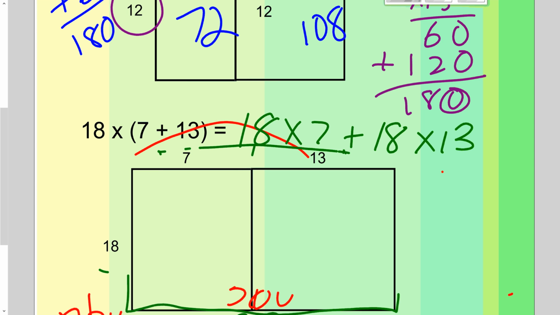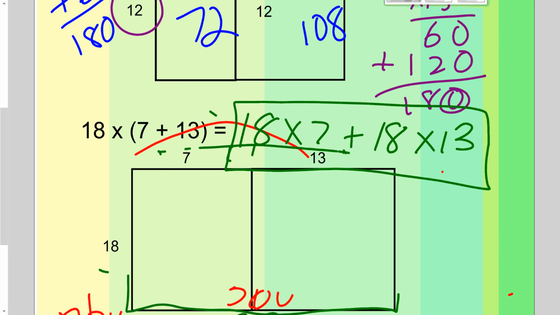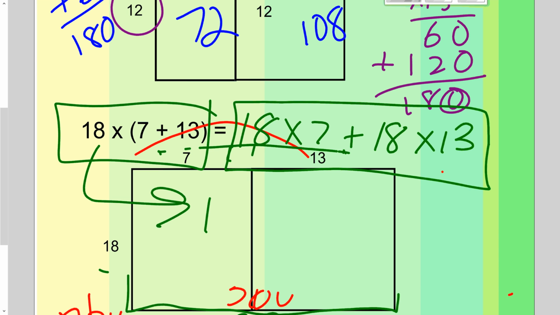Well, I don't want to do these two separately. That was a lot of work. What I would do is I would stay here, and I would combine my 18 times 7 plus 13 and turn it into 18 times 20, because that would be quicker.